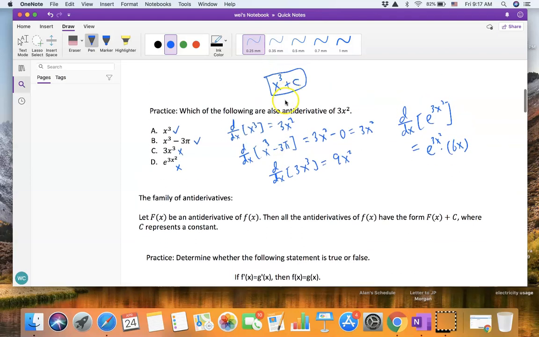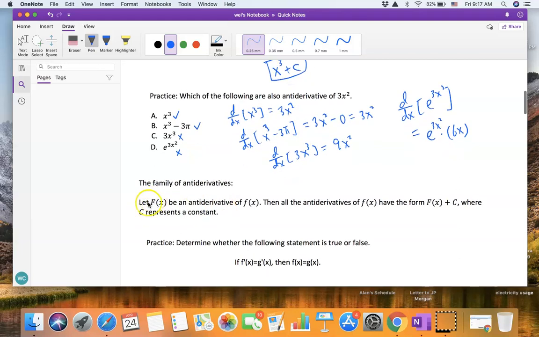So any function of this form, we call it the family of antiderivatives. The definition of the family of antiderivatives is this: let capital F(x) be an antiderivative of little f(x). Then all the antiderivatives of little f(x) have the form capital F(x) plus c, where c is a constant.